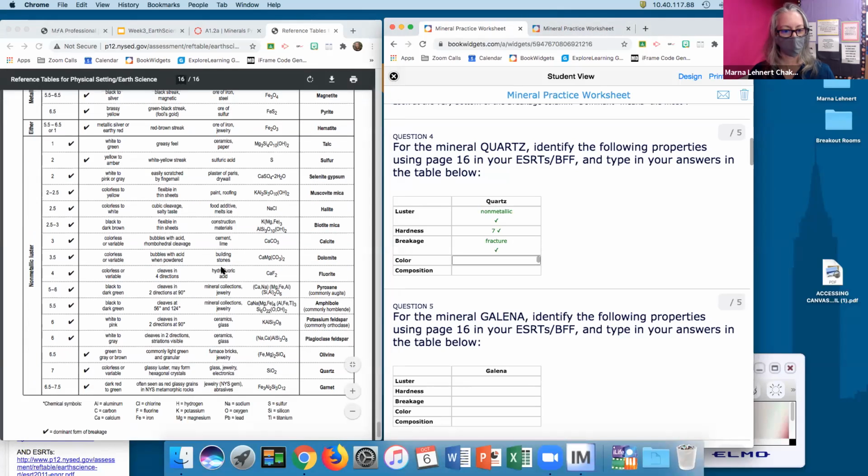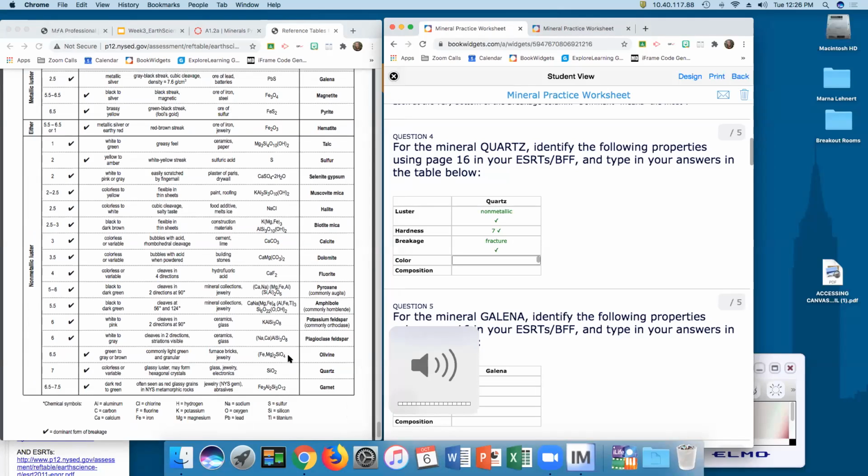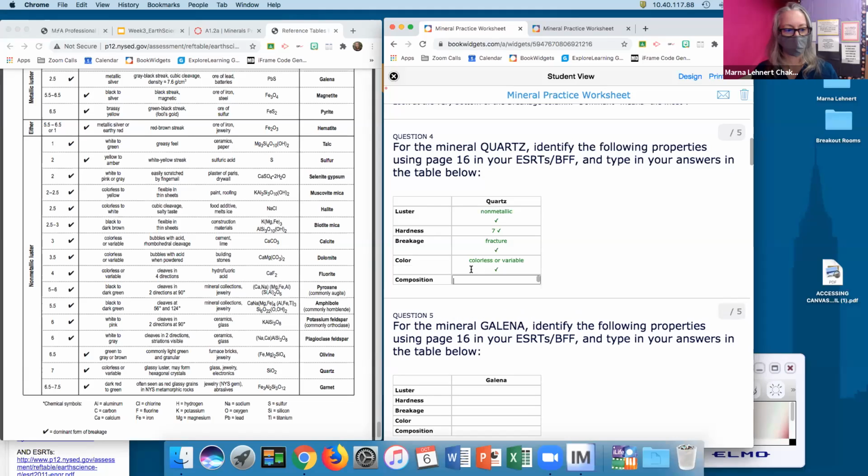The color of quartz. What does it say under the color for quartz? Jaylene. Colorless or variable? Yeah, variable. Variable just means it varies. Like a variable in math class, it could be A or X or B, right? It varies. And so that's the same thing in these colors. It could vary in color. It could be a different color. So we'd say colorless or variable. All right. Ooh, nice job. You guys are doing great.